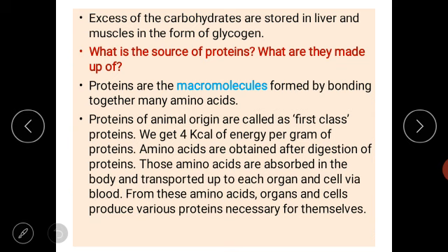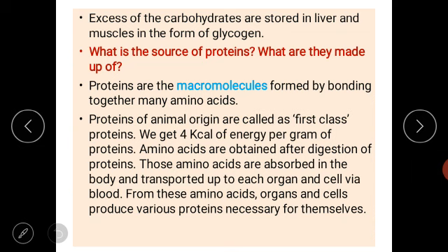Now, excess carbohydrates are stored in the liver and muscle in the form of glycogen. So some of the carbohydrates are stored in the muscle and the rest is stored in the liver as glycogen, which acts as a storage of food. And whenever there is a need of this stored food, it is broken down and energy is produced. So the next question is: what is the source of protein and what are they made up of?